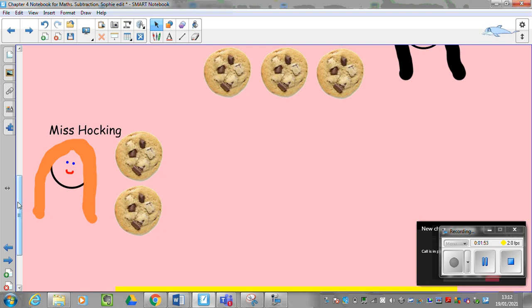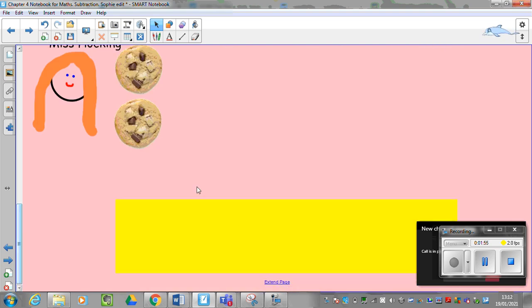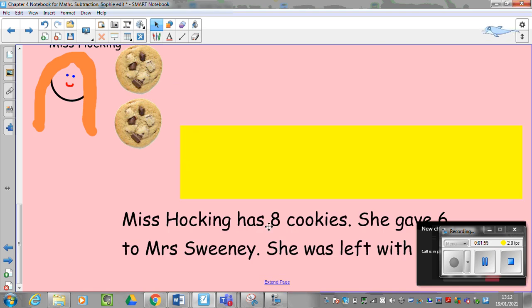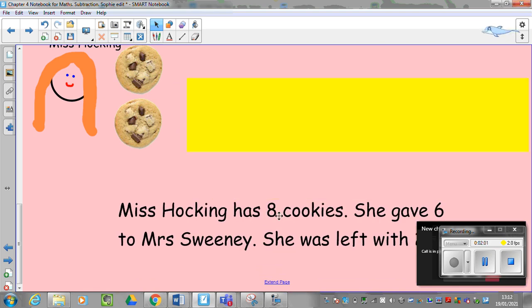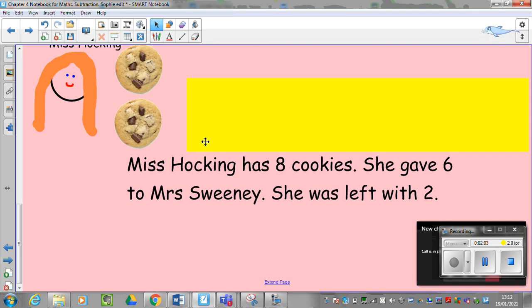Now I want to make that into a sentence. So I'm going to write it with words, because that's how we do our sentence. I've made it into several sentences. It says, let me move this up so you can see, Miss Hocking has 8 cookies. She gave 6 to Mrs. Sweeney. She was left with 2.